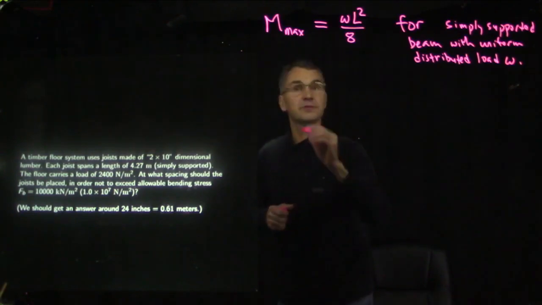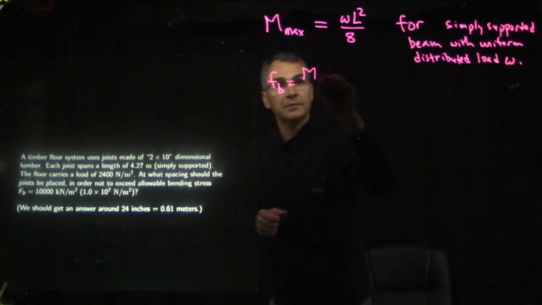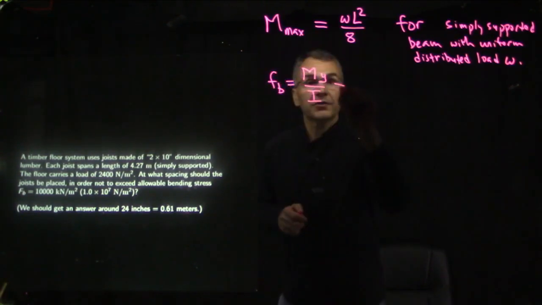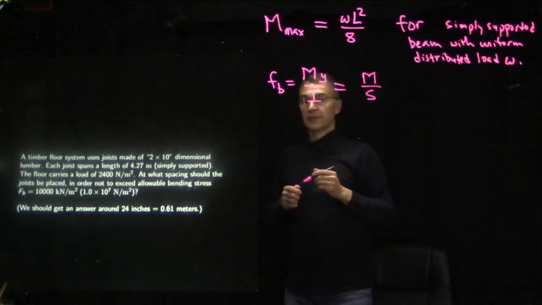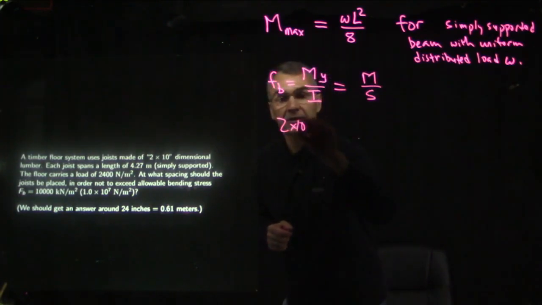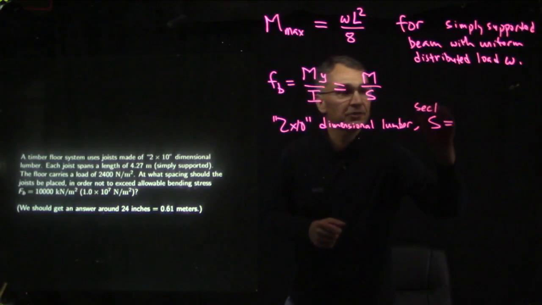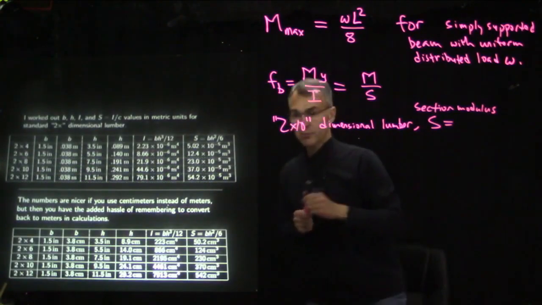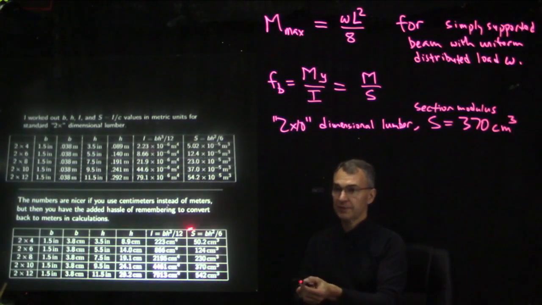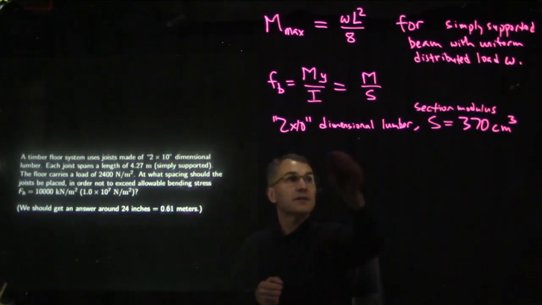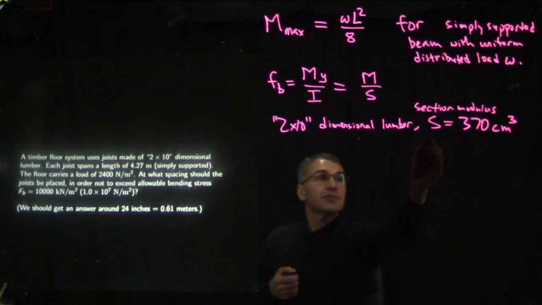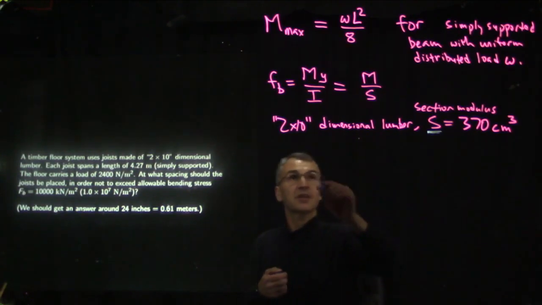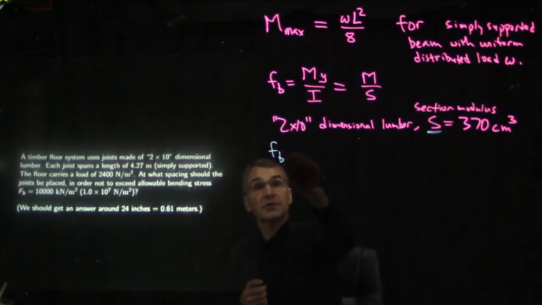And then we also have the bending stress is My over I, which is M over S. And we can look up for a 2 by 10 dimensional lumber, the section modulus is 370 cubic centimeters. So that's this value here, bh squared over 6 for 2 by 10 US dimensional lumber. In this case, we're basically told what cross section we're using, so we can look up the section modulus for that cross section in a table. And we're also told what kind of material we're using.